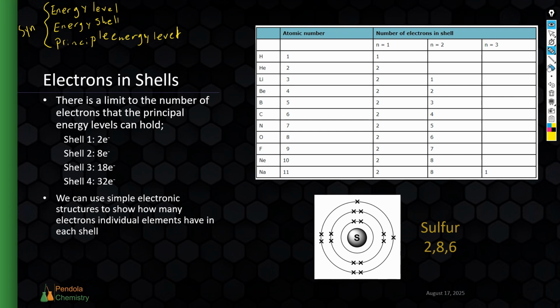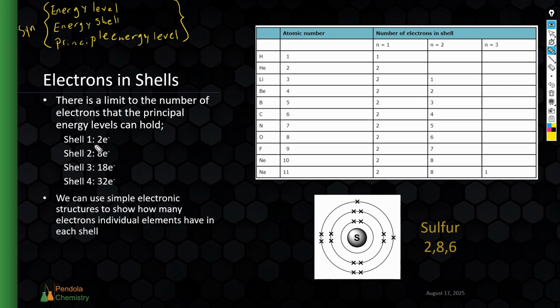You do need to start getting used to the idea that certain things in chemistry have multiple names, even different names in Cambridge or British speak in chemistry versus American English. So just know that energy level, energy shell, and principal energy shell all mean the same thing. Now, as we move up in number for the energy level, the more electrons that energy level can hold.